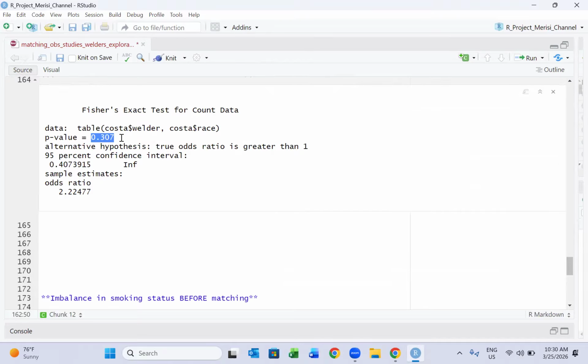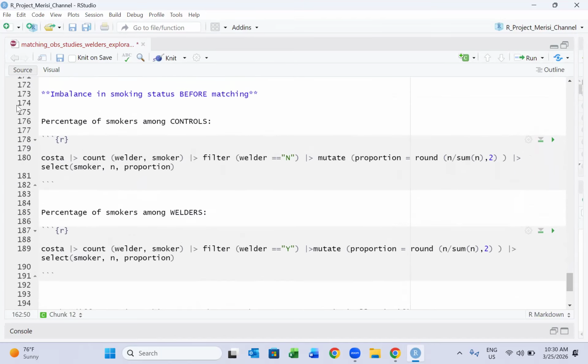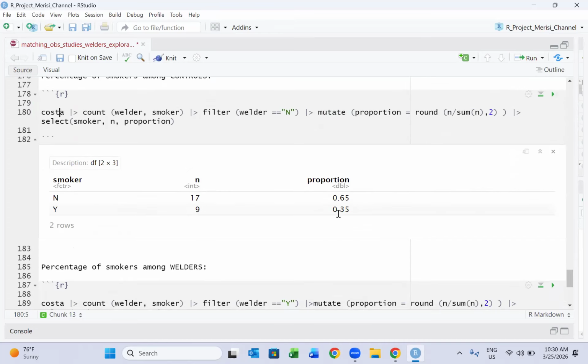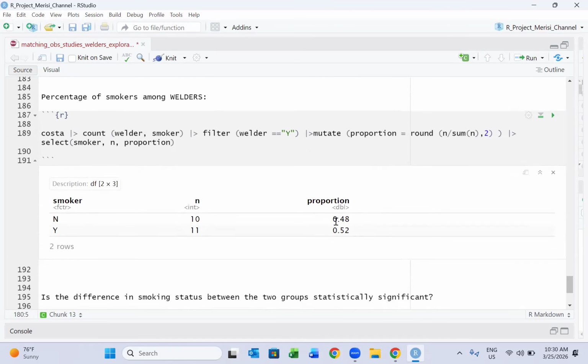How about the third covariate, which is smoking status? For smoking status, I did the same thing I did for race. I computed the same summary statistics. All right, there you have it. 16% of non-smokers among non-welders and 35% of smokers, and for welders, 48% of non-smokers and 52% of smokers.